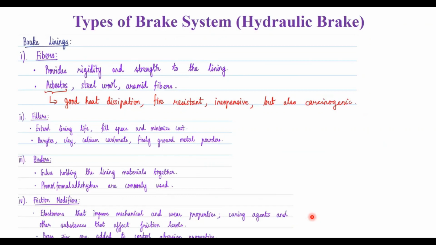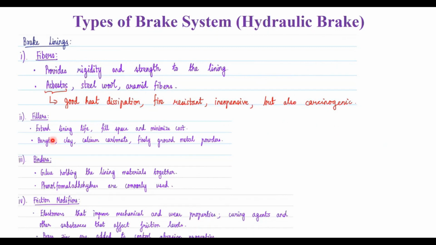So again, there are different parameters for the brake linings, where it should be made up of fibers having the proper rigidity and strength. The material that is used for the brake lining can be either asbestos or steel wool or aramid fibers. It should have good heat dissipation, good fire resistance, and it should be inexpensive and also non-carcinogenic.